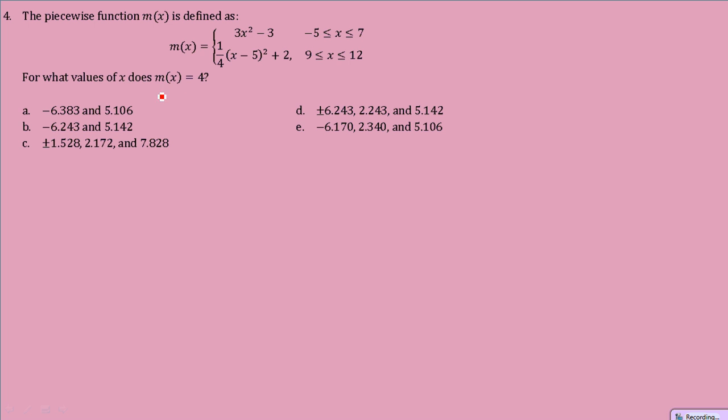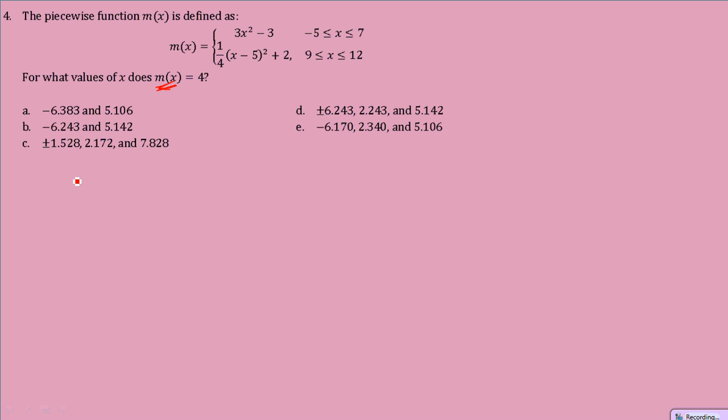We know that m of x is 4. We need to know what x value that would happen with, so it could be in either of these. We don't really have any way of ruling it out. This tells us what happens with the x's, but it doesn't tell us anything about what happens with m of x or with the y.